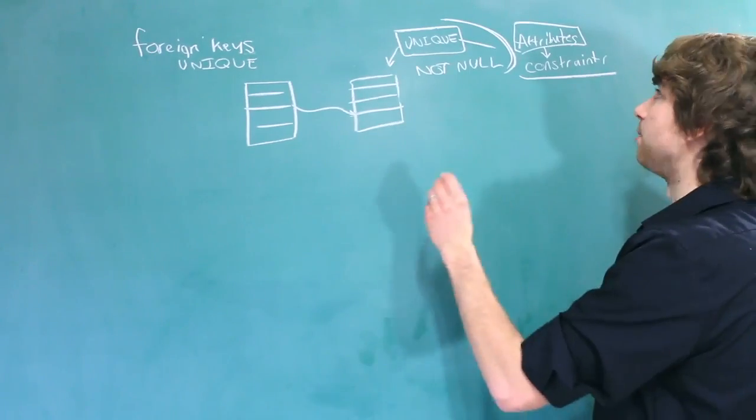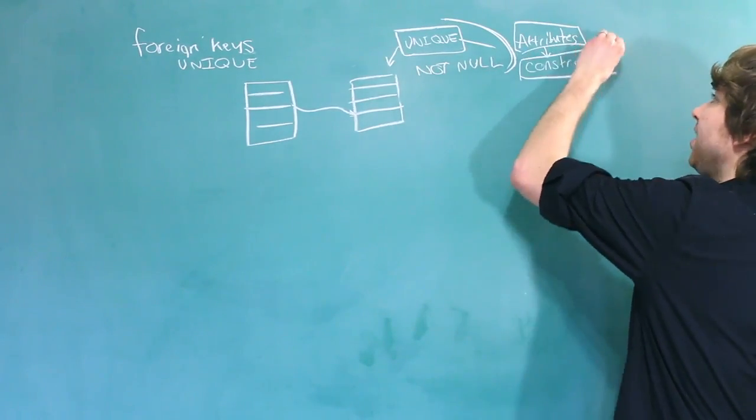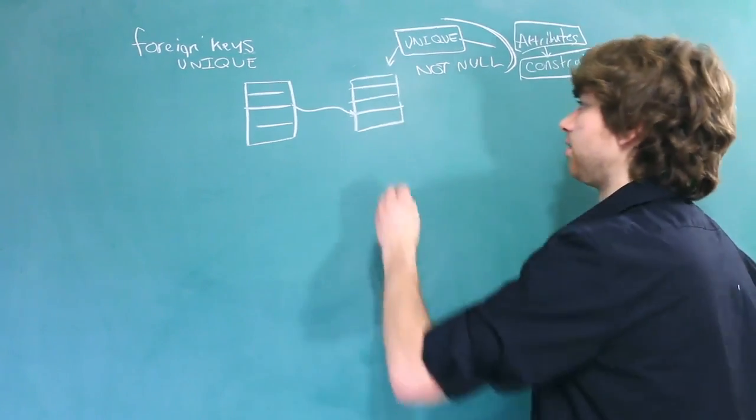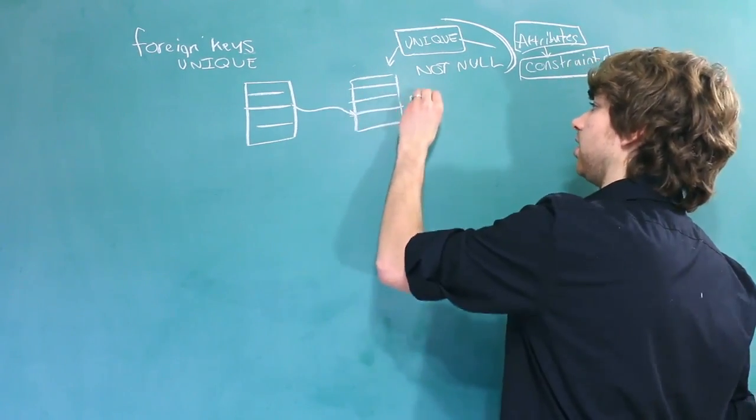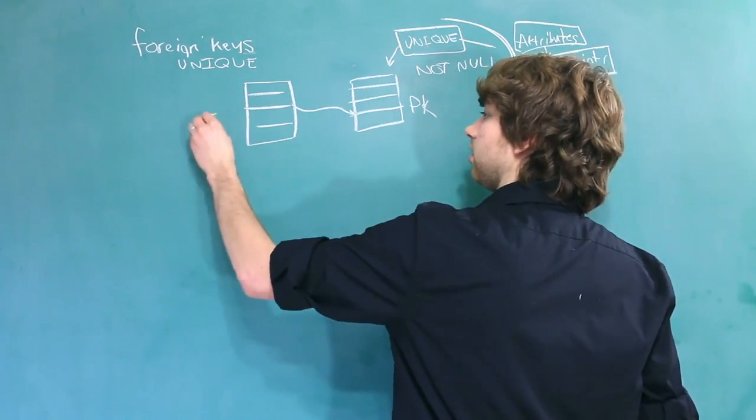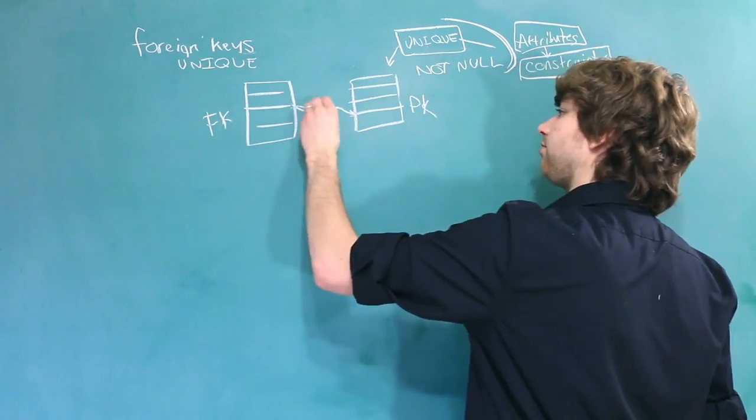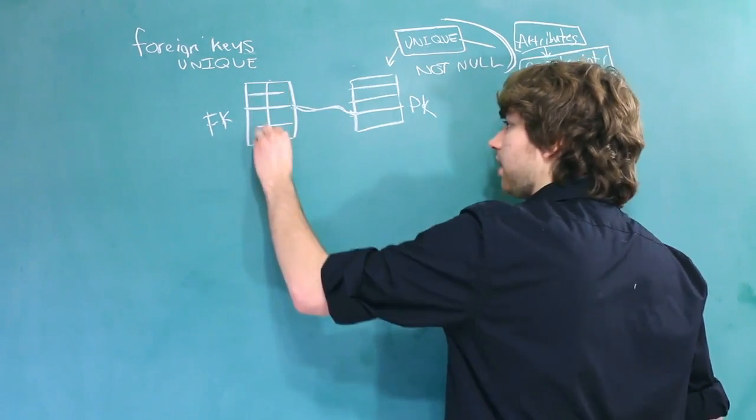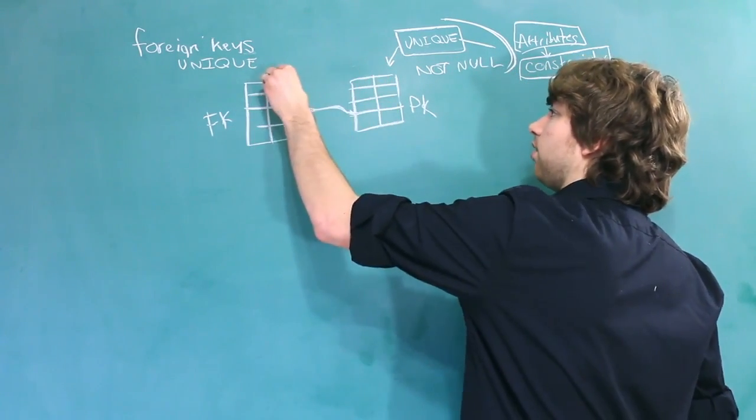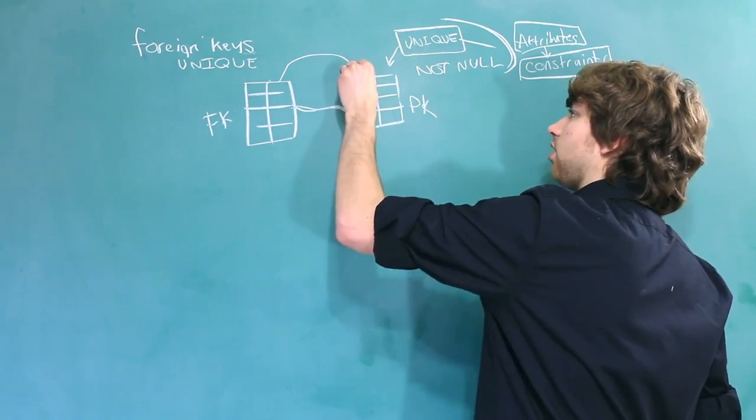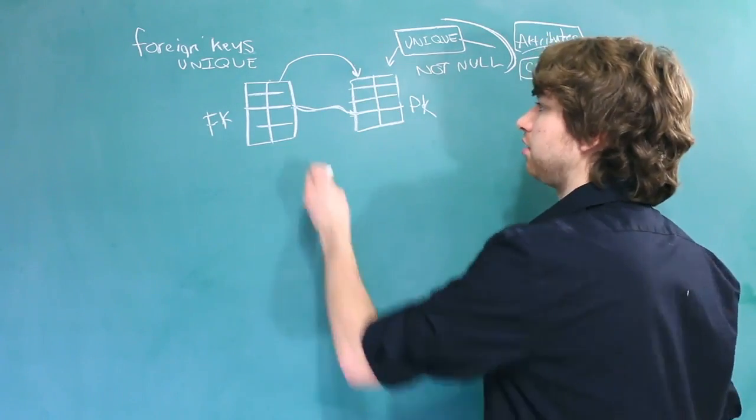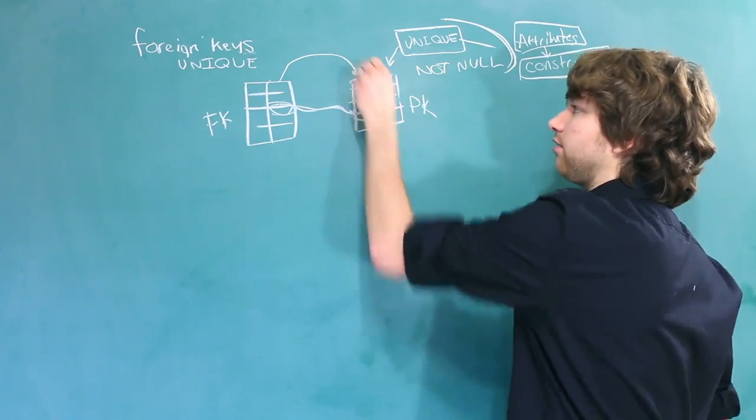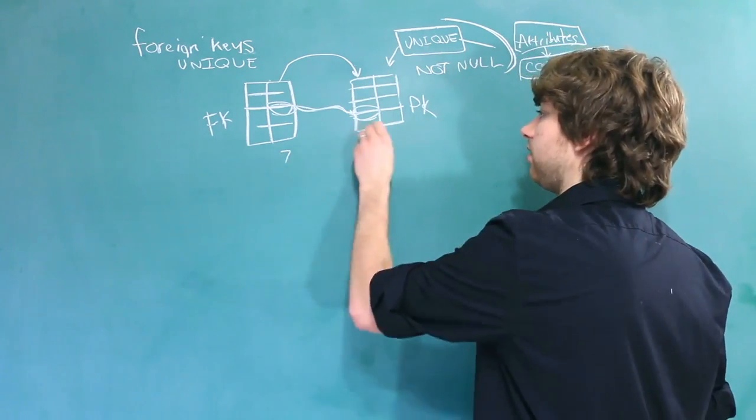But the reason I bring it up is that we have to consider what kind of constraints we want to put on our foreign keys. So in this situation, this is the primary key, and this is the foreign key. And the foreign key references the primary key. You'll make this association by column. So you might have one column inside of the table, and you say it references this column. That means a value for that column has to match a value for this column. So for example, 7 and 7.